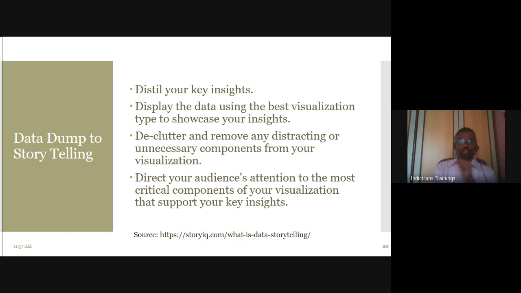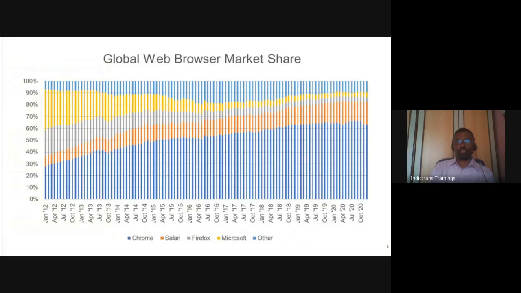So how can you move from data dump to storytelling? What happens is that when we get data, we create charts, but it is not as simple as just creating charts. We need to think about telling a story from it, right? So this is a chart which is made. It basically shows global web browser market share. There are 4, and there are others: Chrome, Safari, Firefox, Microsoft. This is a stacked bar chart. So it's capped to 100% and shows the percentage of it.